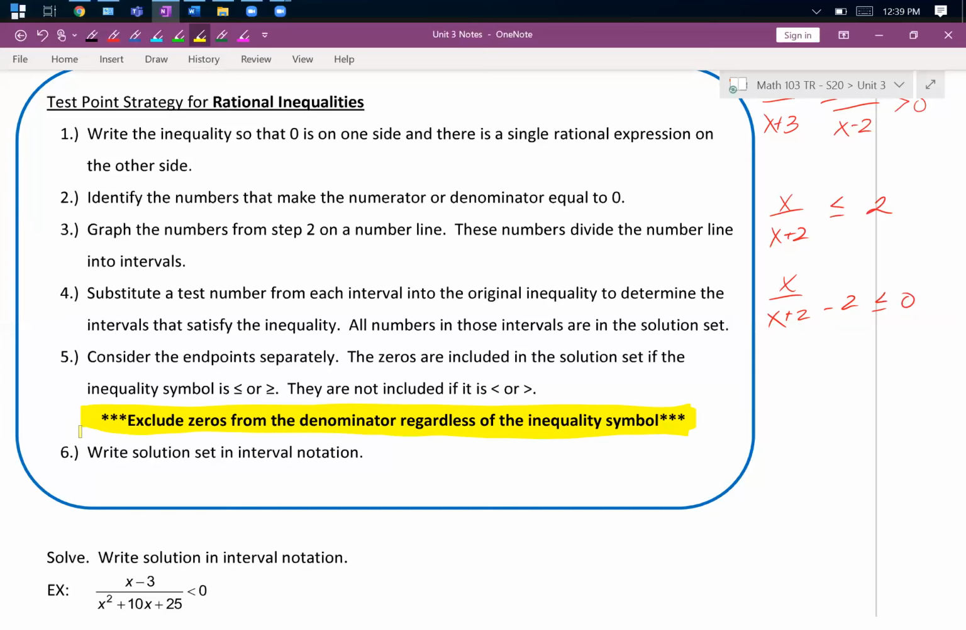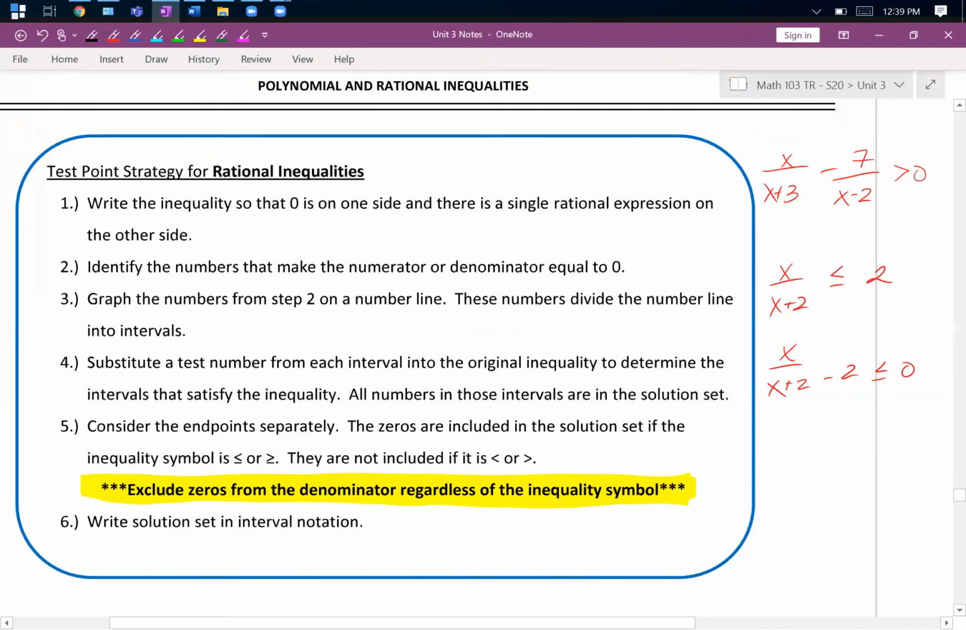And then we're going to write our solution in interval notation. So it's really similar to the same thing. We just got to watch the zeros from the denominator, and you got to watch in the very beginning that you might have to add or subtract rational expressions.